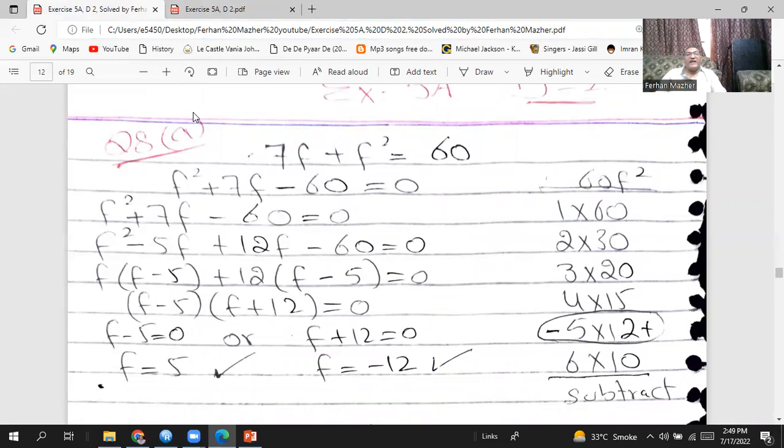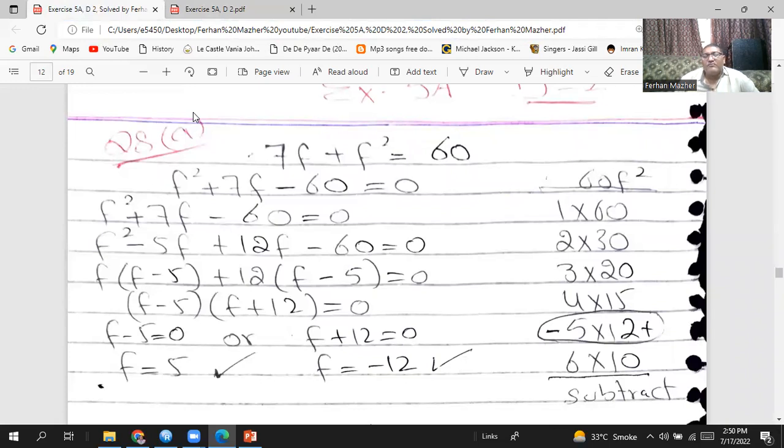So question number 8, 7f plus f square equals to 60. So f square plus 7f minus 60 equals to 0. Multiply the extreme terms, you get 60f squared. Write the factors of the 60. The factors of the 60 are 1 multiply 60, 2 multiply 30, 3 multiply 20, 4 multiply 15, 5 multiply 12, 6 multiply 10.